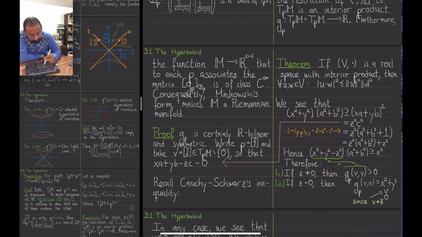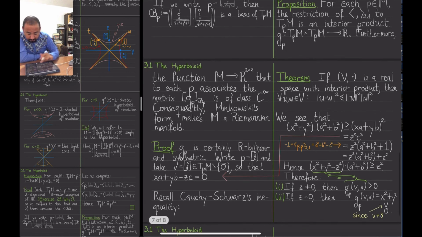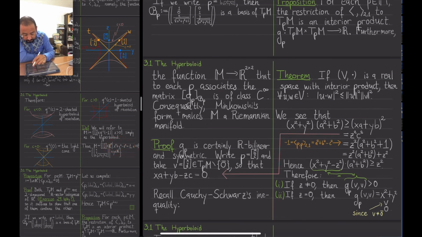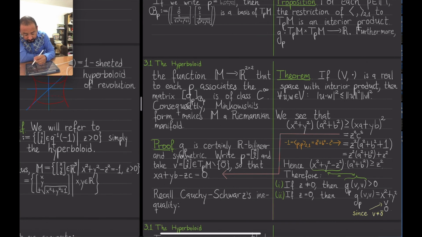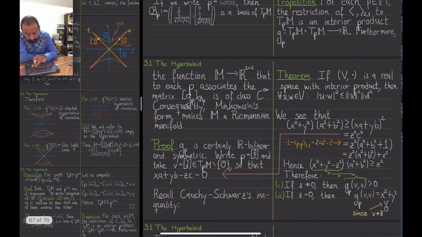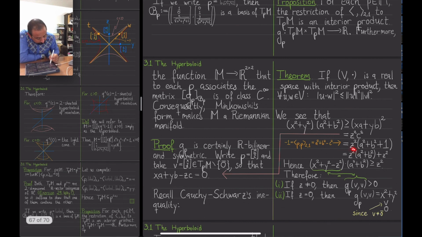So since P is in M, a squared plus b squared minus c squared is minus 1, right? So c squared is a squared plus b squared plus 1. So I can substitute this one with this one. Okay. Now I distribute z squared. Right, so I distribute it here.